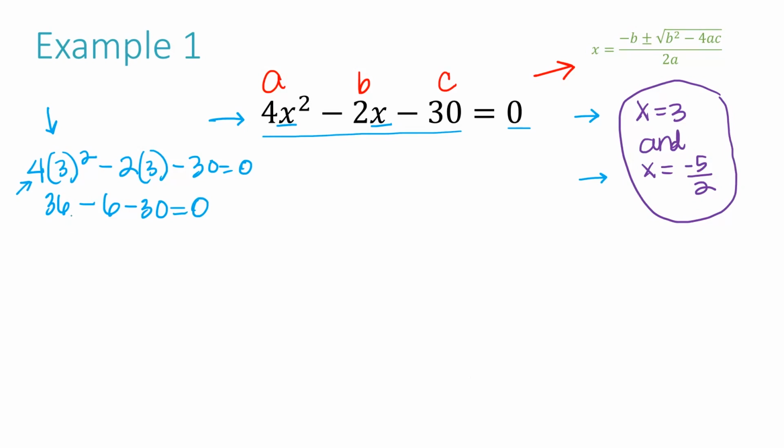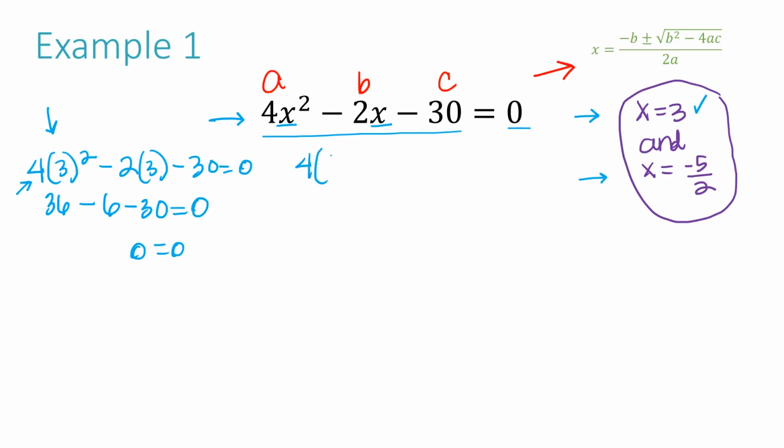Now, if I have 36 and I take away 6, I have 30. And then if I have 30 and I take away 30, I get 0. So that works. So this is 0 equals 0. So it checked out for our x equals 3. Now I'm going to show you that it's going to check out for our x equals negative 5 over 2.